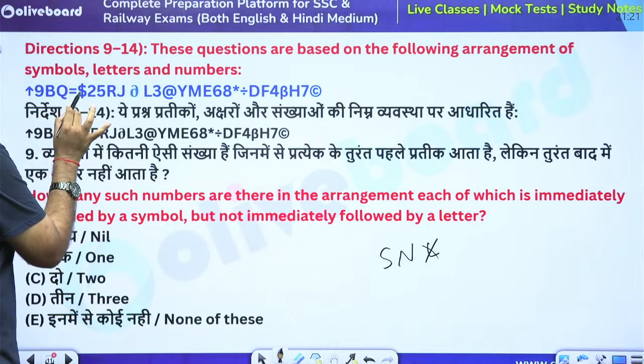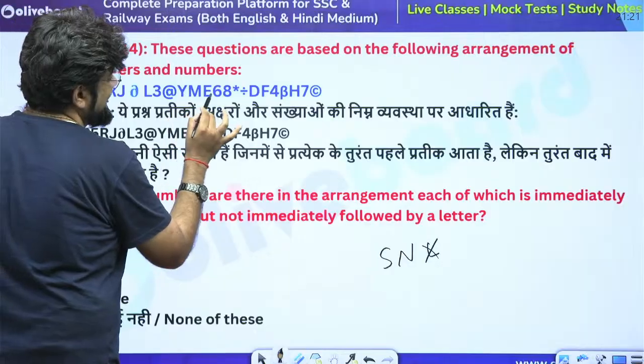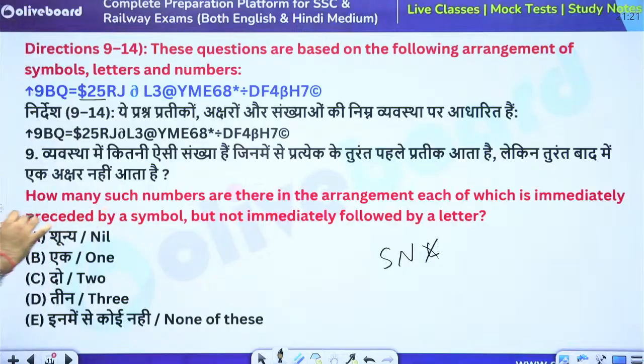Symbol number, not followed by letter. This is not the case. Symbol, symbol number, number. So this is true. Symbol letter, no. Symbol number. So symbol number, and there should not be a letter after it. I think there is only one, right? Yeah, I think there's only one.